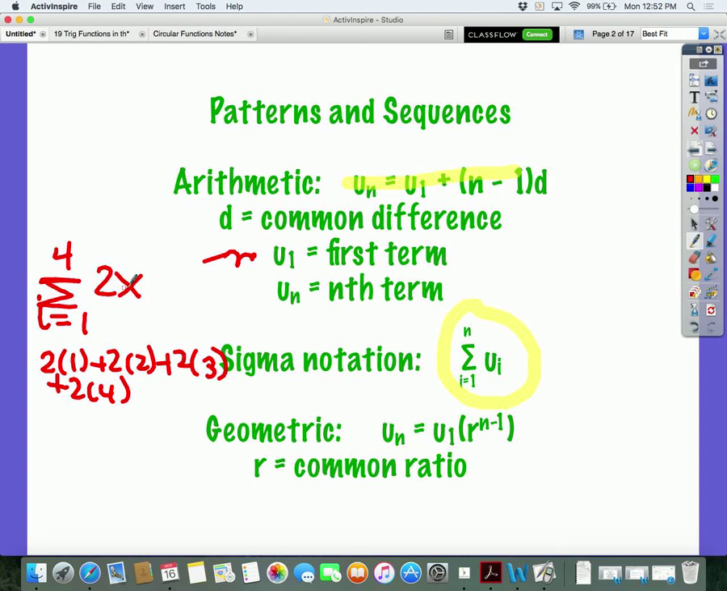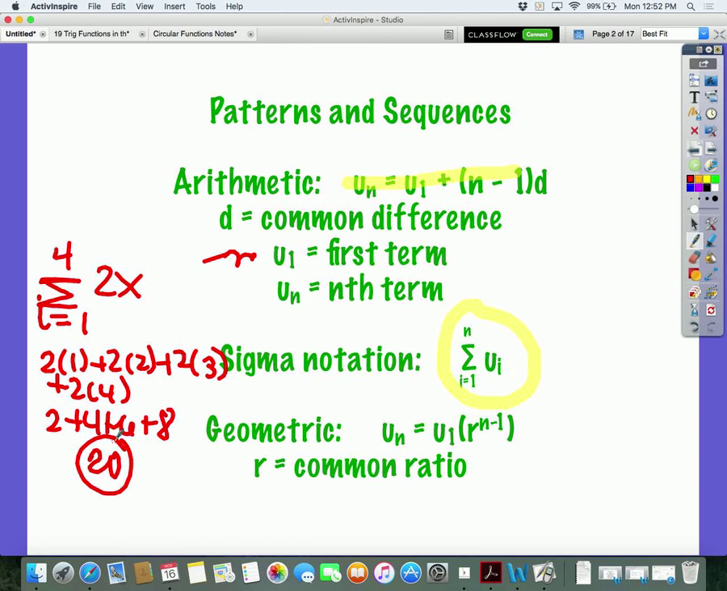So whatever that function is, okay, whatever the lower bound is, you plug in those numbers all the way up to your upper bound and add them together. So then that will be 2 plus 4 plus 6 plus 8, which is 20. And that would be the sum of that particular sequence.